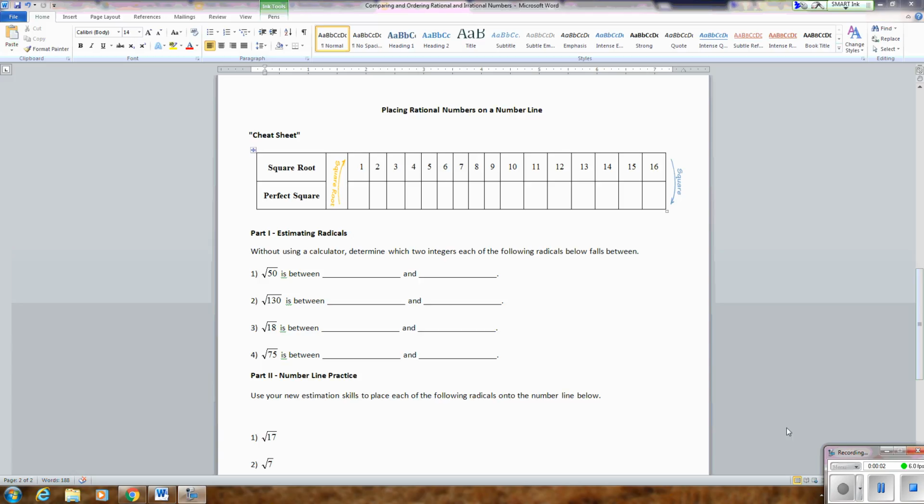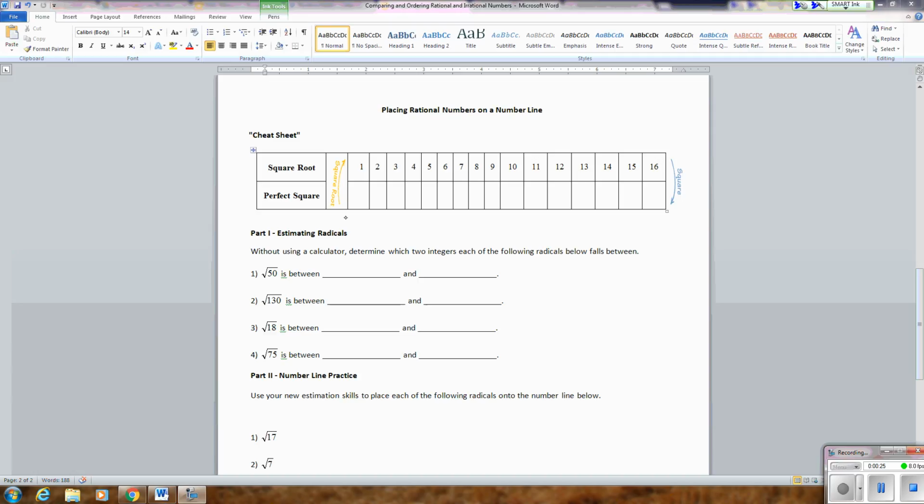So we're going to begin learning about the square roots and perfect squares. We talked a little bit about it at the beginning of the year, but right up here, we're going to talk about the square root and the perfect squares, and we're going to make kind of a cheat sheet. So what I want to start with is, what do you notice here? I just have the normal numbers 1 through 16 right here on this sheet.